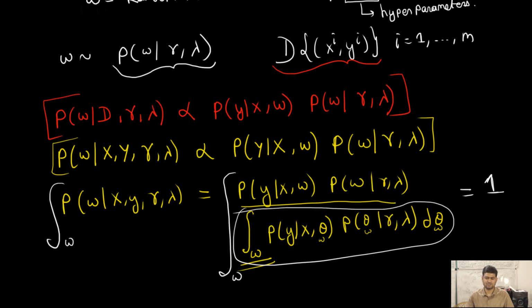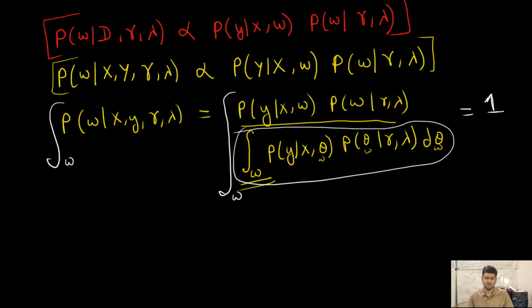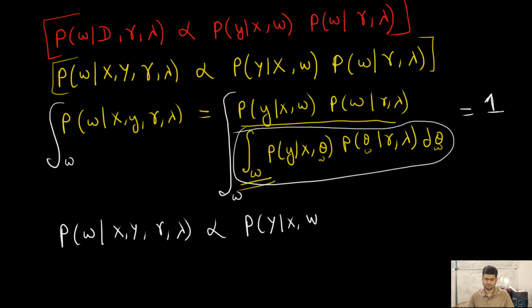So oftentimes, instead of complicating the notation, we'll just use a proportionality. We assume that P of W given X, Y, gamma and lambda is proportional to P of Y given X, comma W, times P of W given gamma, comma lambda.